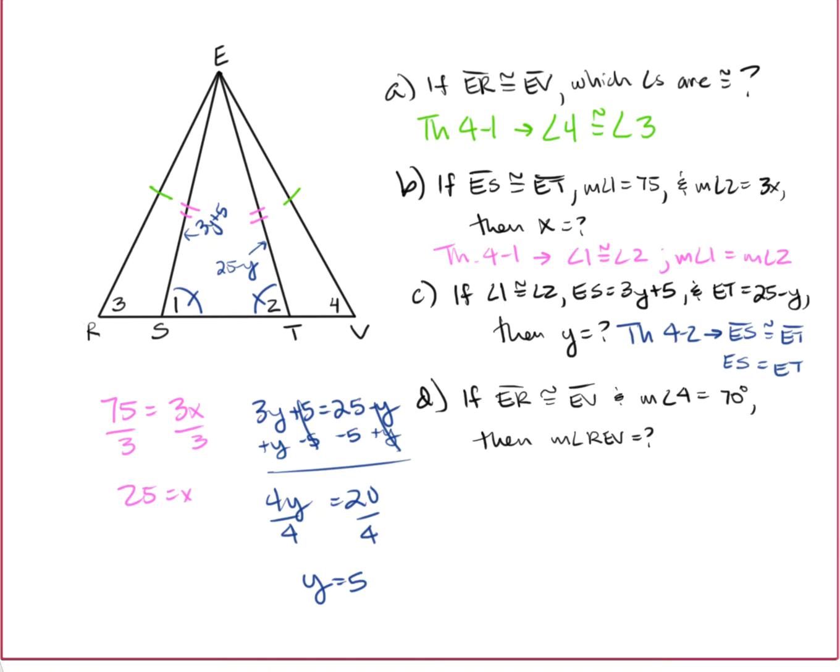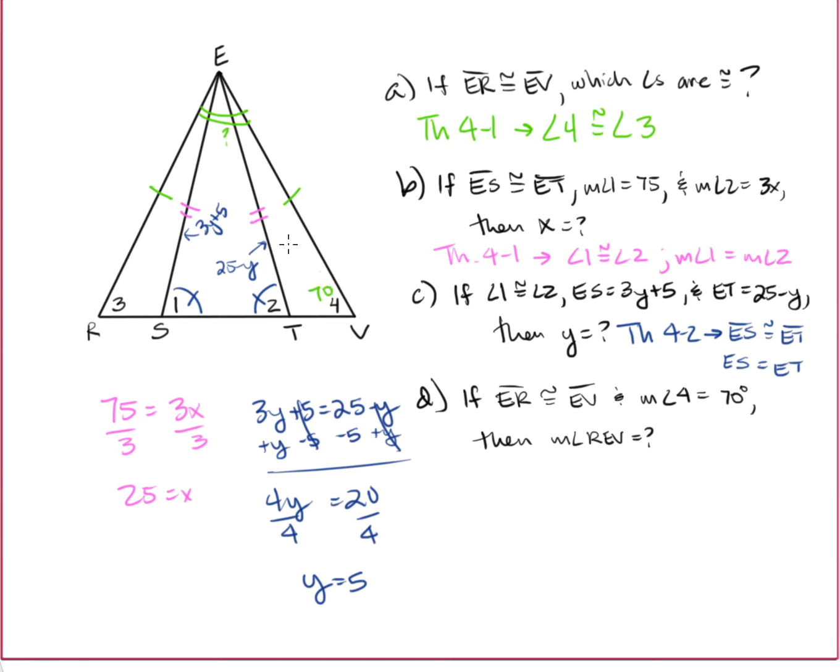Lastly, on letter D here, I'm saying that ER, again, is congruent to EV, and the measure of angle 4 here is 70. What's the measure of angle REV? So what's the measure of angle REV? This angle right up here. What is that angle's measure?